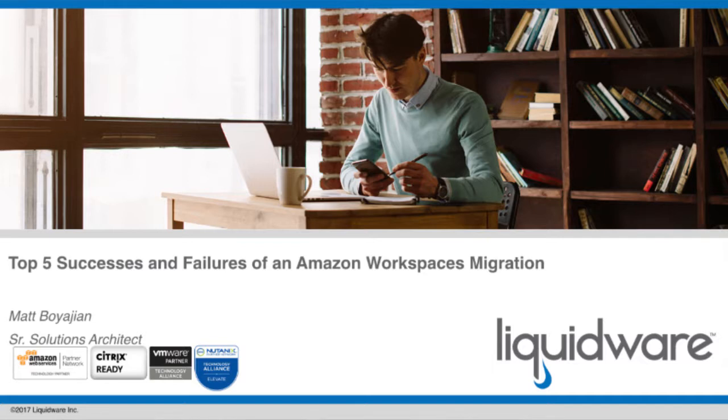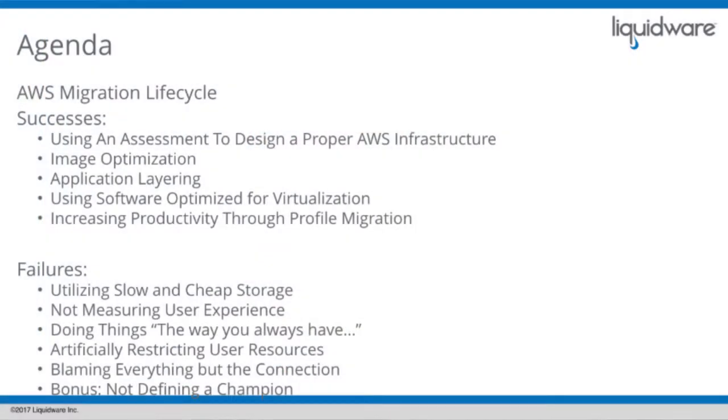Things like that. All right, so good afternoon, ladies and gentlemen. My name is Boyajian, Senior Solutions Architect with Liquidware, and we're here to talk about the top 5 successes and failures of an AWS or Amazon Workspaces migration. So this is what we're going to be talking about today. We're going to talk about the migration lifecycle, and we're going to talk about our successes, and we're going to talk about our failures, and we're going to talk about all kinds of really cool stuff.